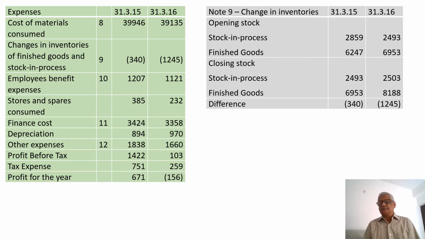Now the difference between these two: if the closing stock is greater, it is negative. If the opening stock is more, it is plus. So in this case, the closing stocks are more. That is the reason why they are deducted in the profit and loss account statement. Now let us move on to the next item, employee benefit expenses. That is note number 10.